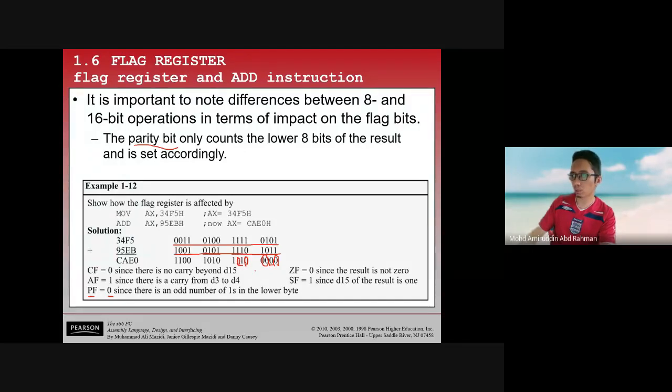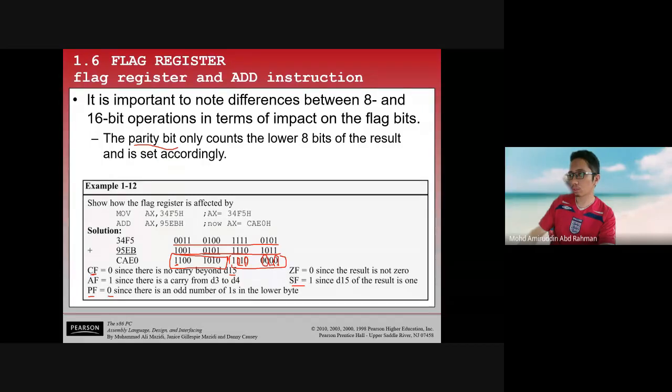All right. So we don't look at the 8-bit. Okay, so we look at the lower 8-bit. So that is affecting the PF. Okay, for others, it will be still similar. All right. So SF, we look at the highest, D15. Okay. CF, we also look at the D15. Okay. And then AF, we still look at the D3 to D4.